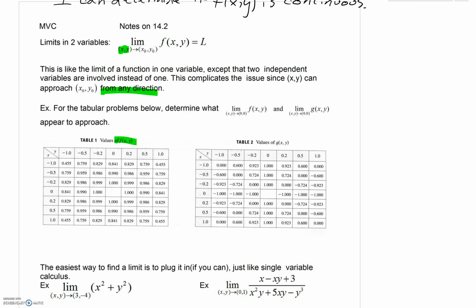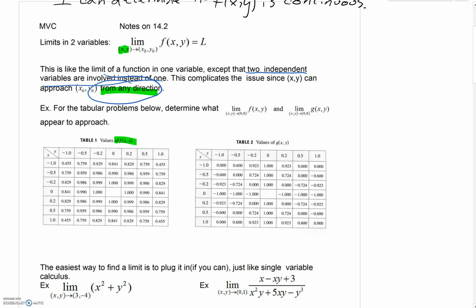First of all, a limit. Rather than just seeing one variable, you can see that I've highlighted we're actually having an ordered pair, x comma y, approach an x naught, y naught. And just as a function of a single variable can approach a limit, this can happen with a function of two variables. Because we've got two independent variables involved, this does complicate things, because we can approach our set point from any direction.